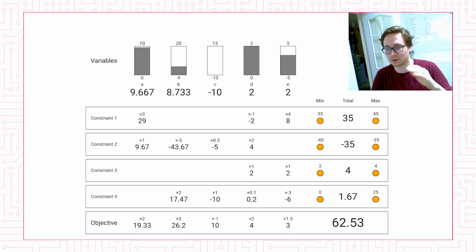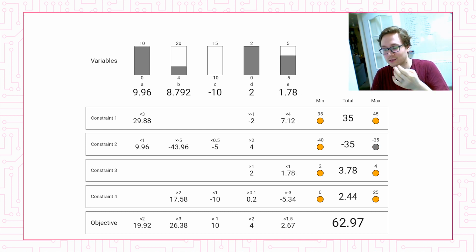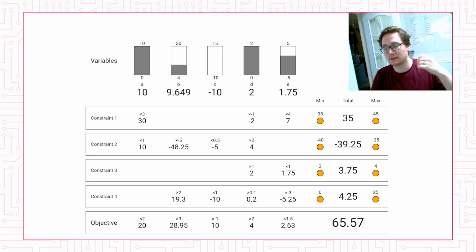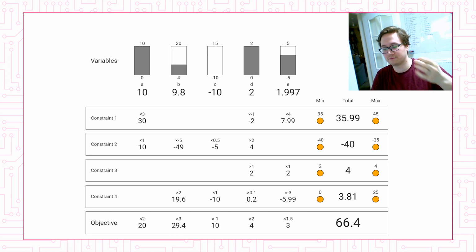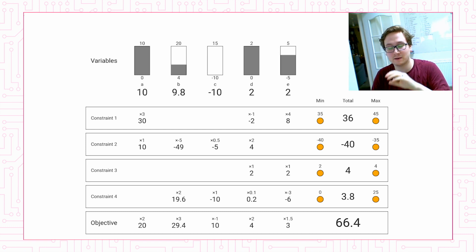At this point, it will start moving in the direction of increasing objective. So it's currently 62.53, but the next iteration it goes up to 63. Then it goes up to 66, and then finally up to 66.4. At that point, it's found the maximum value for the objective.